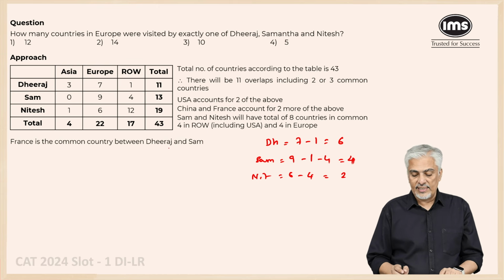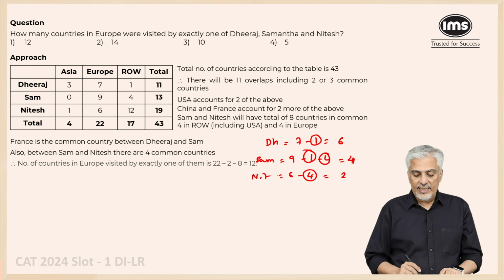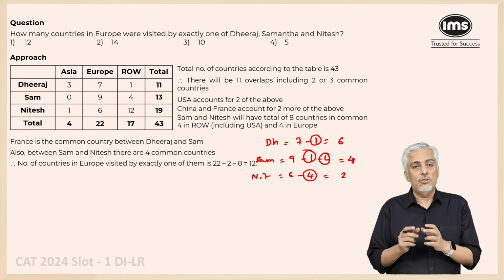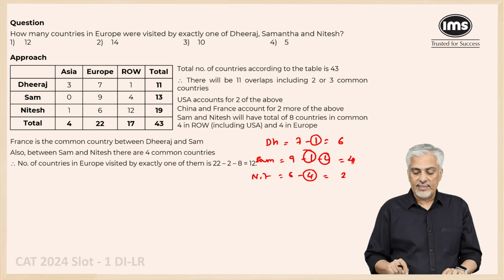France is the common country, as I said, between Dheeraj and Sam. So, that was the one which we are subtracting over here. Then also between Sam and Nitesh, there are 4 more common countries that we are subtracting here. Hence, the number of countries for them will be all which they have visited, not with anybody else, that is, not common countries, are 12. And that is the answer.